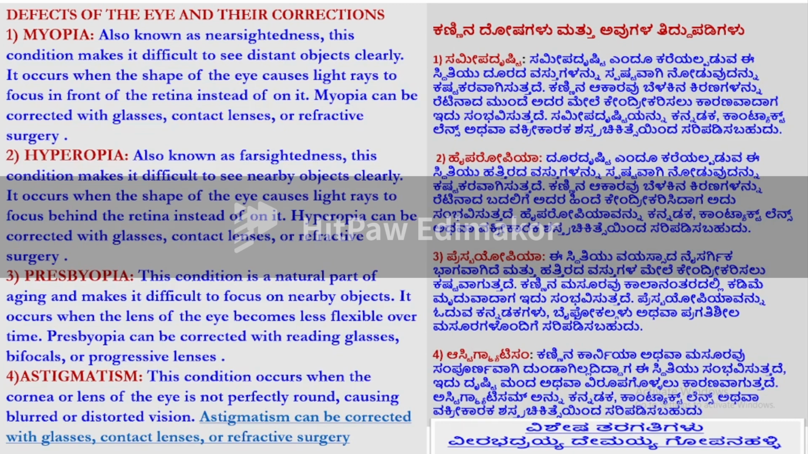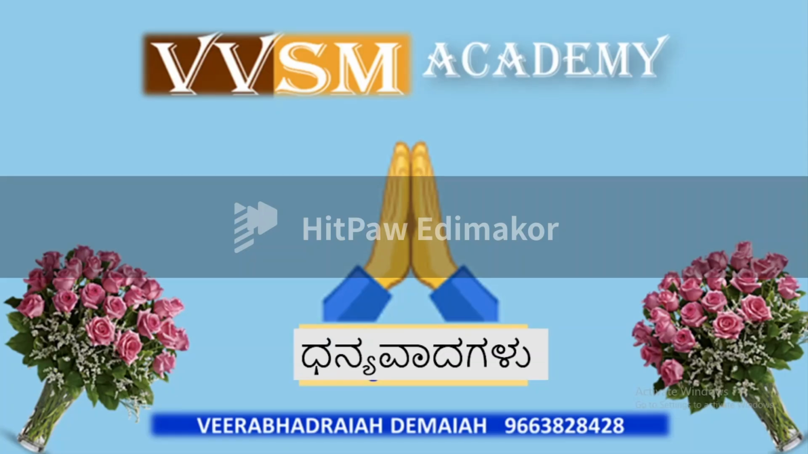Then astigmatism. This condition occurs when the cornea or lens of the eye is not perfectly round, causing blurred or distorted vision. Astigmatism can be corrected with glasses, contact lenses, or refractive surgery.